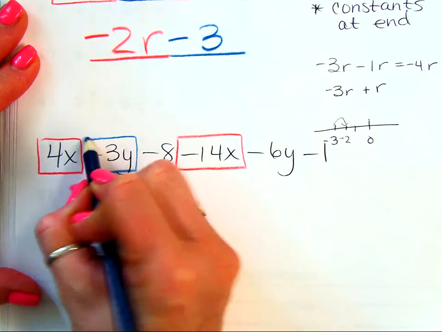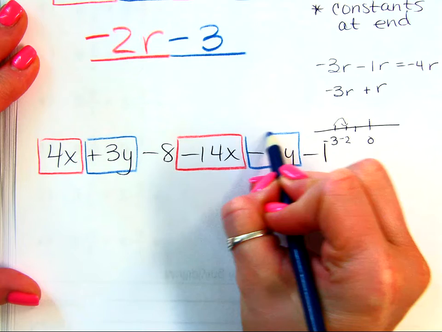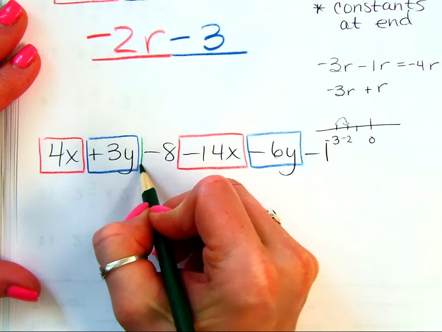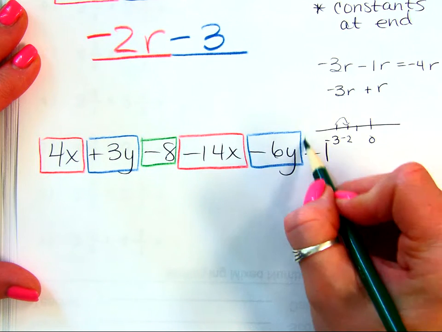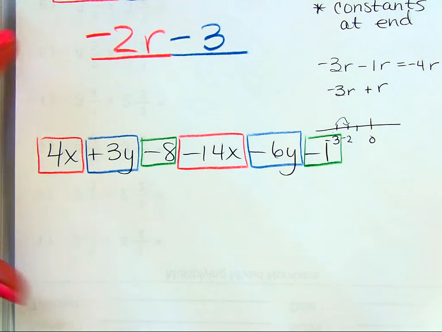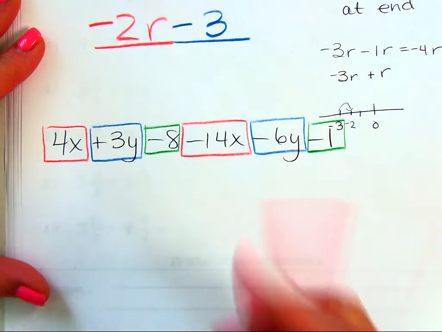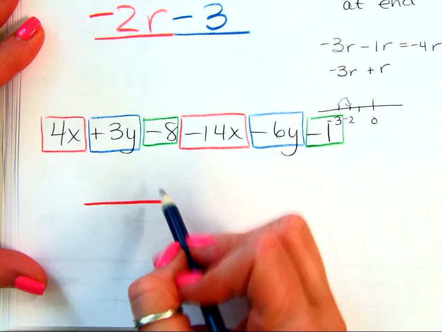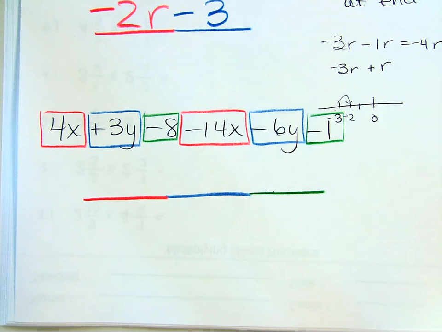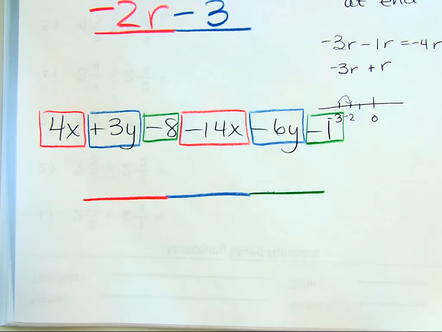3 positive y's, 6 negative y's. Green. 8 negatives, 1 negative. Not y's or x's or anything, just negatives. So I'm going to go in alphabetical order, so I'm going to put my x's first. Then my y's. Constants at the end.